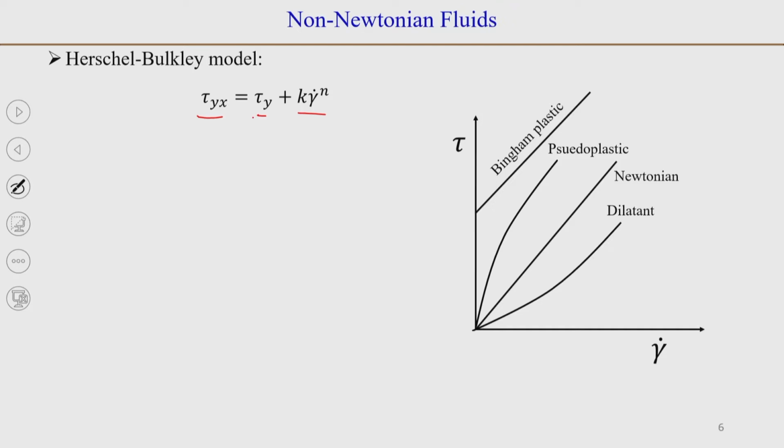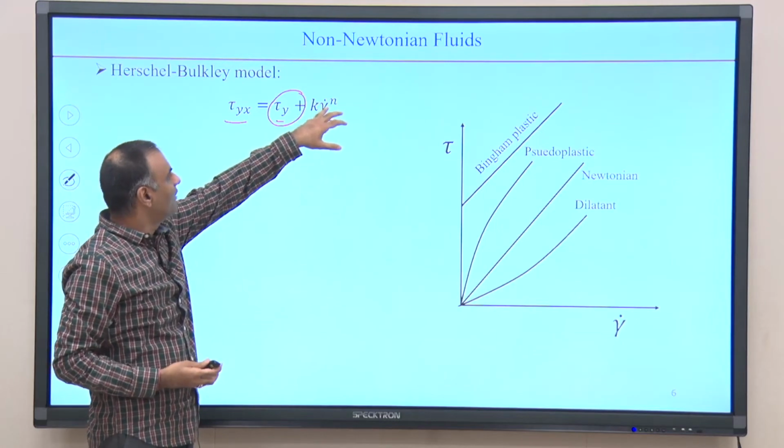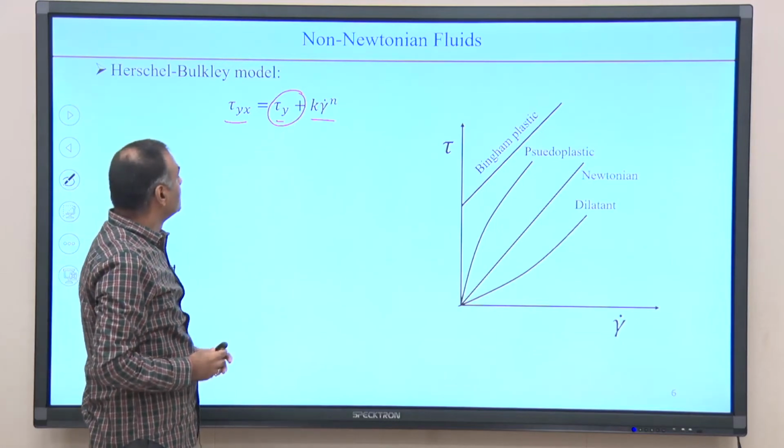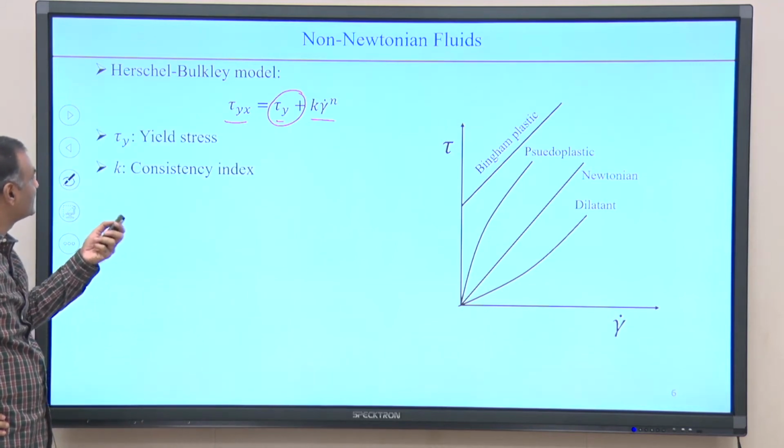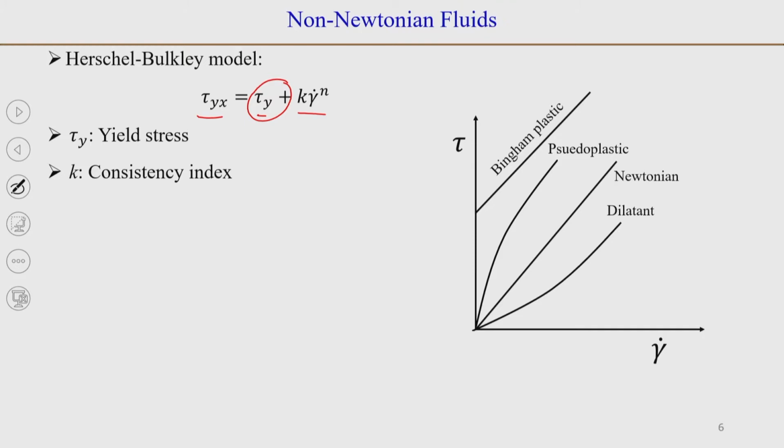If the fluid does not show the yield stress behavior, then we can remove this term, or if it is linear, then n simply becomes 1. We can also represent a Newtonian fluid from this relationship, for which tau y, or the yield stress, will be 0, k will be equal to the viscosity, and n will be equal to 1. In this equation, tau y we call yield stress, k is called consistency index, and n is called flow behavior index.